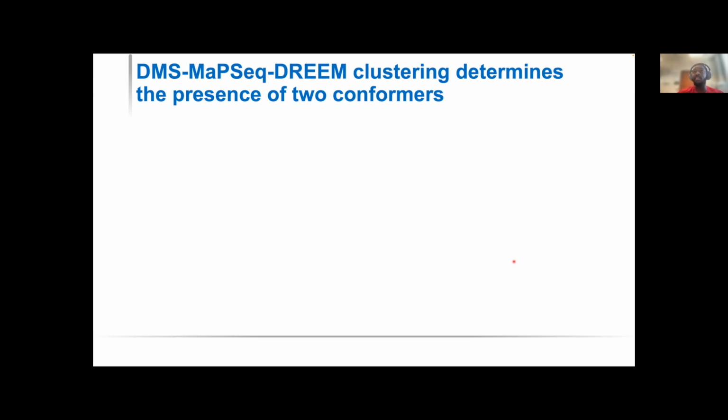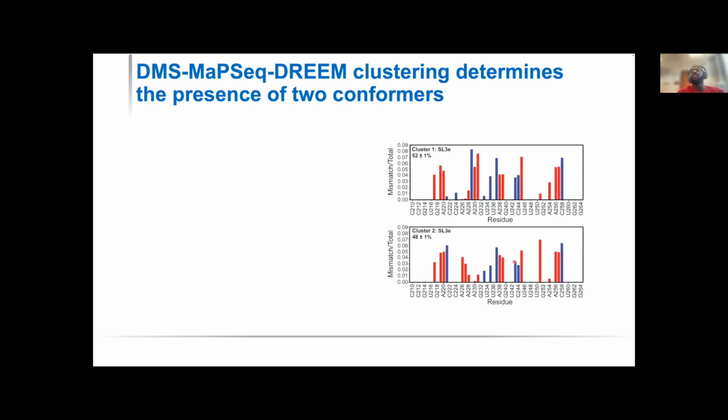Like I said, the Rouskin lab developed this pipeline where you have DMS MaPseq and then DREEM clustering. Basically, it's a pattern matching algorithm that looks at patterns within the DMS signal and then clusters the RNAs into different populations. We decided to employ this technique, and lo and behold, what we found was that stem loop 3 clustered into two clusters. We named them SL3E and SL3A. Sorry, cluster 2 should be SL3A. That's a mistake. So cluster 1 is SL3E and cluster 2 is SL3A.